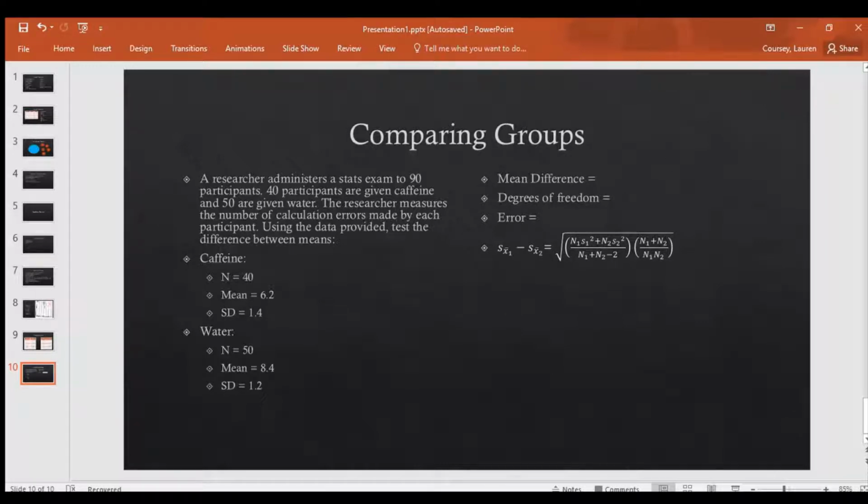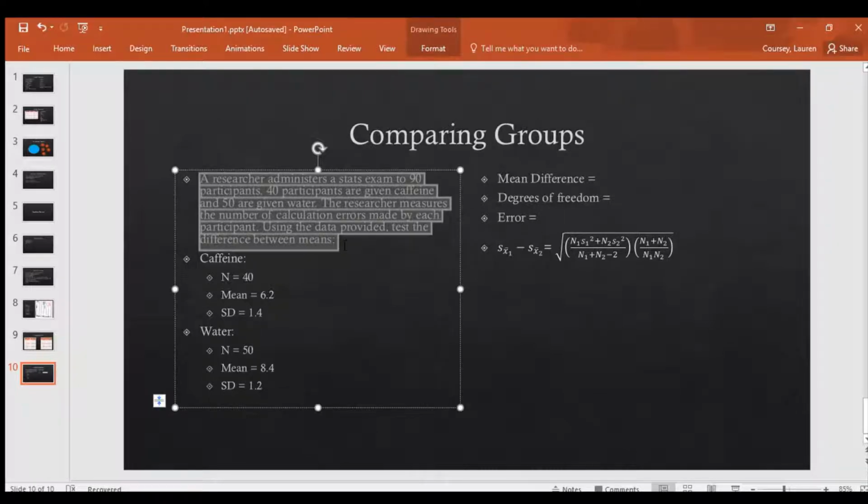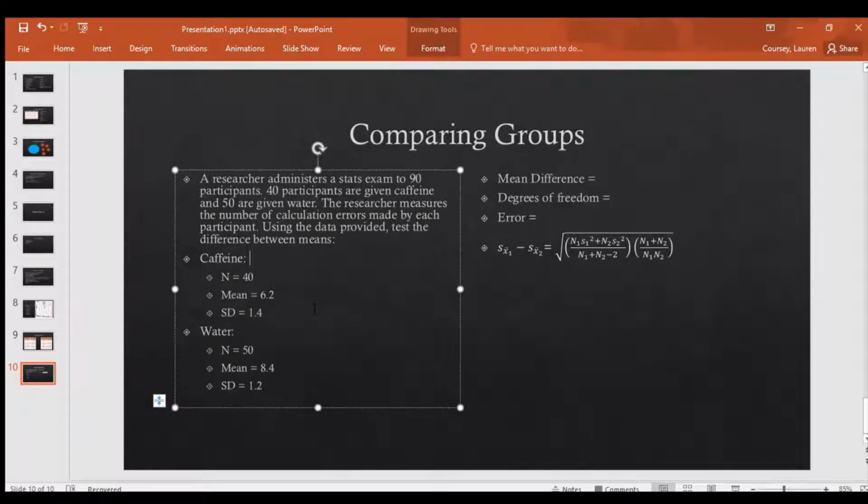And so I have a brief scenario here that is very similar to the one that you have in your quiz. In this particular study, a researcher administers a stats exam to 90 participants. This researcher wants to compare two groups. In our first group, we have 40 participants who are given caffeine. In our second group, we have 50 participants who are given water.